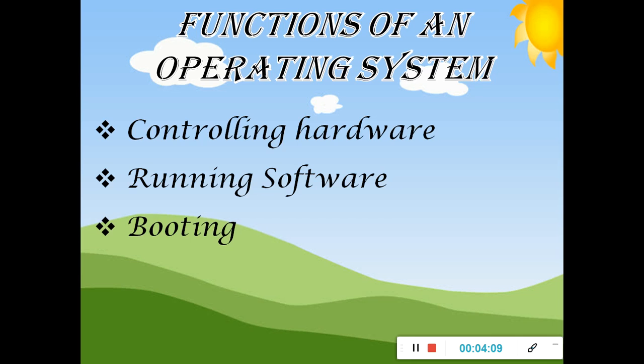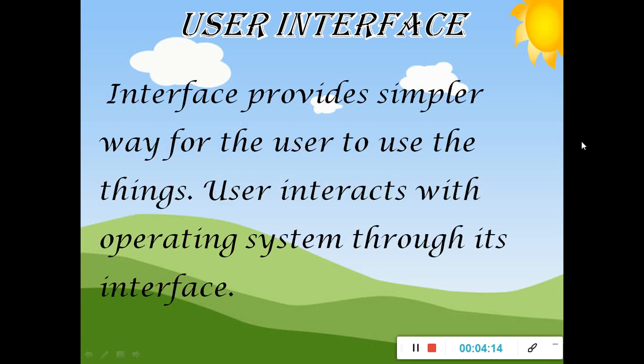And now another function of our computer, user interface. The operating system provides us an interface. Interface provides a simpler way for the user to use the things. Like the user talks to the computer. How? The computer is not able to understand our language. It can convert our language into its own language.